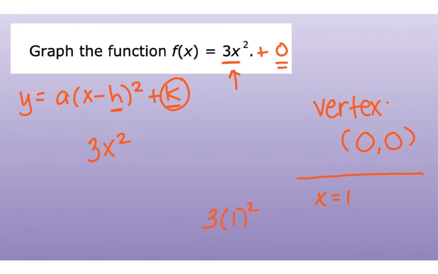1 squared obviously is 1 times 3 is 3. So your other point that you would graph is 1, 3. So in IXL, they have you clicking on the point 0, 0, and then they have you moving over to 1, 3, and then they'll actually draw the rest of the parabola for you today. You don't have to draw any other ones. You just need to do those 2.